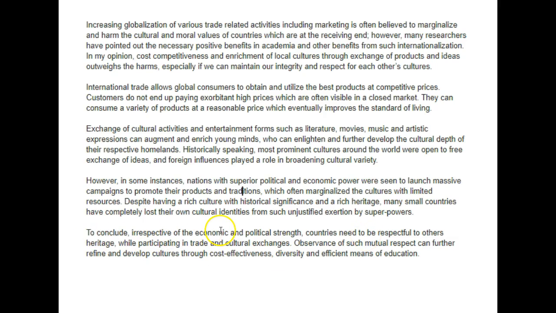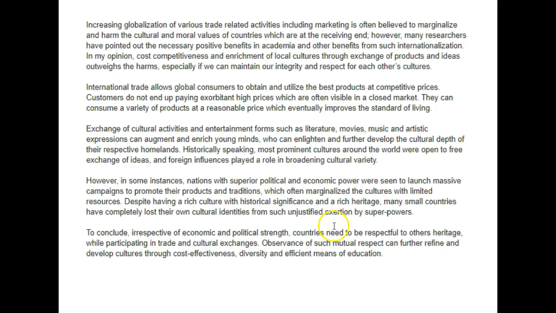To conclude, irrespective of the economic and political strength, we don't need that, countries must be respectful to others' heritage. And we don't need that either. While participating in trade and cultural exchanges, observance of such mutual respect can further refine and develop cultures through cost effectiveness, diversity, and efficient means of education. See, yeah, again, we sort of went in and out of the point.